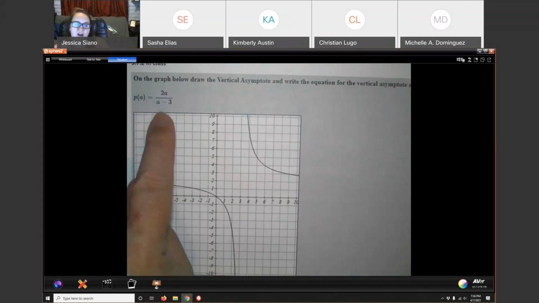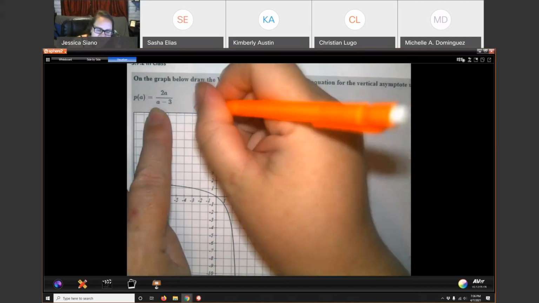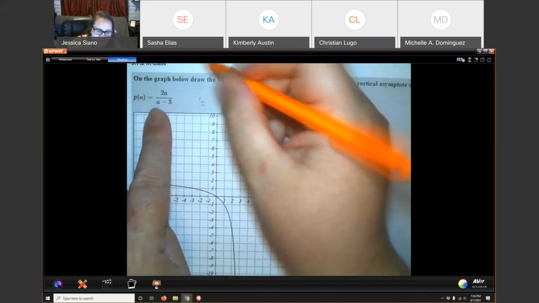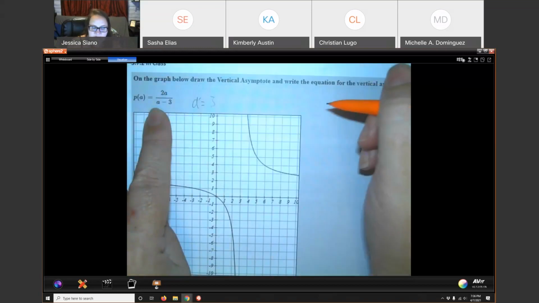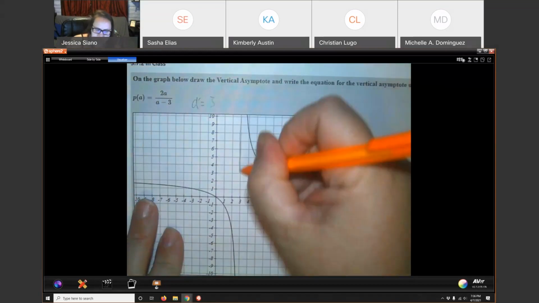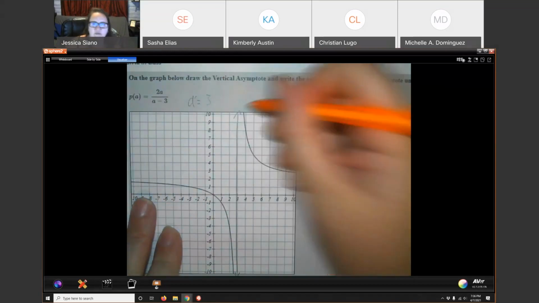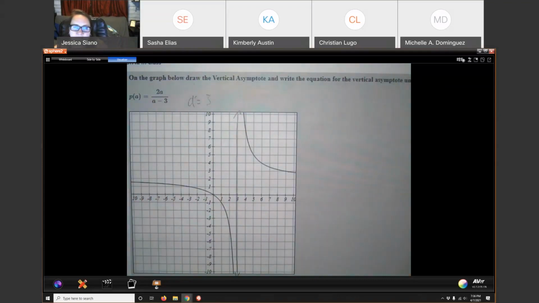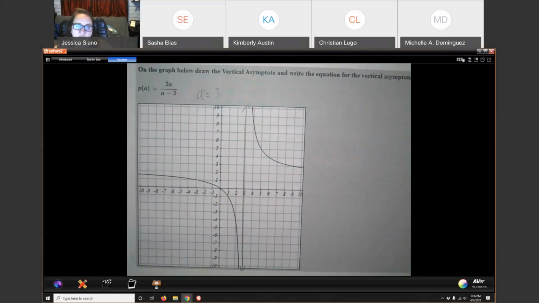So for example, right here, I know that I can't put 3 into this function, because if I do, I'd have 0 in the denominator. And then that, I guess this should be an A, that 3 is then a vertical asymptote. It's a line that the graph gets really close to, but never touches, it never crosses. Okay, so excluded values from the domain. One of two things happens when you have a value excluded from the domain. You either get a vertical asymptote like this, or you get a hole.